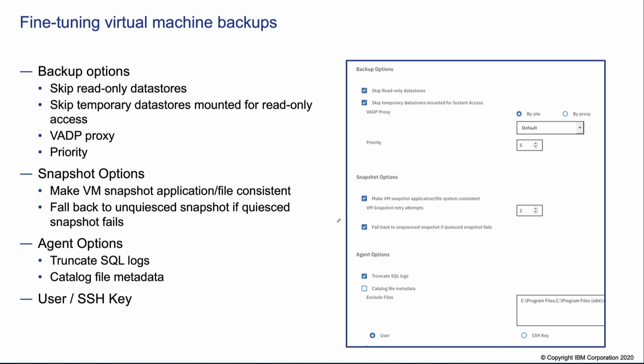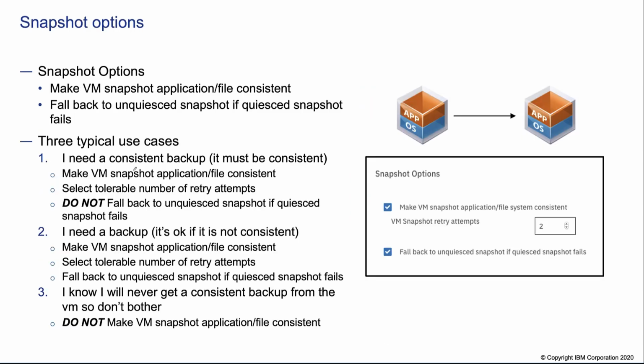And we're going to be confronted with a panel with a lot of options: there's backup options, snapshot options, agent options, user SSH key options. So let's talk about these one at a time. Let's look at the snapshot options first.